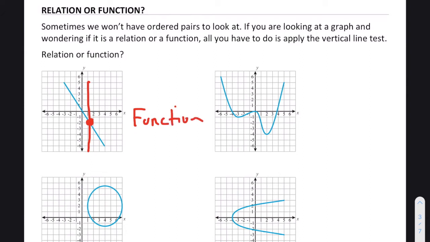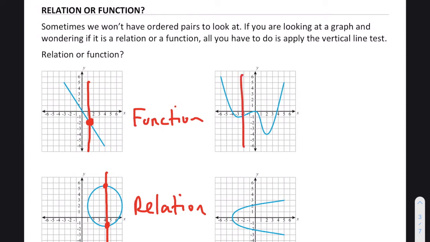Okay, so if we move down to the next one, if we draw a vertical line through here, you'll notice that it crosses the blue line in 2 different spots at the same time. And because of that, this is not a function, this is a relation. So we call this the vertical line test, and you can do this with any graph. You can draw a vertical line, slide it back and forth, and if it only touches the graph at one point at a time, then you know it is a function.